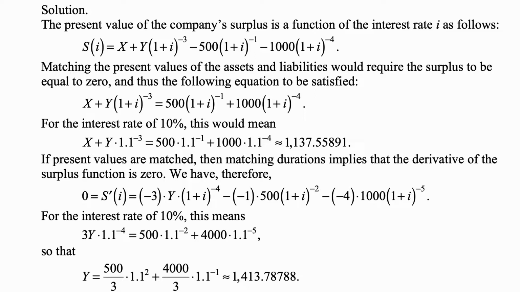So we just take the derivative of each of the terms, minus negative 4 times 1,000 times (1 plus i) to the negative 5. And then we plug in the interest rate of 10%, so i is equal to 0.1. And this expression becomes an equation that 3Y times 1.1 to the negative 4 must be equal to 500 times 1.1 to the negative 2 plus 4,000 times 1.1 to the negative 5, so that Y has to be 500 over 3 times... just divide both sides by 3 and multiply both sides by 1.1 to the 4th.